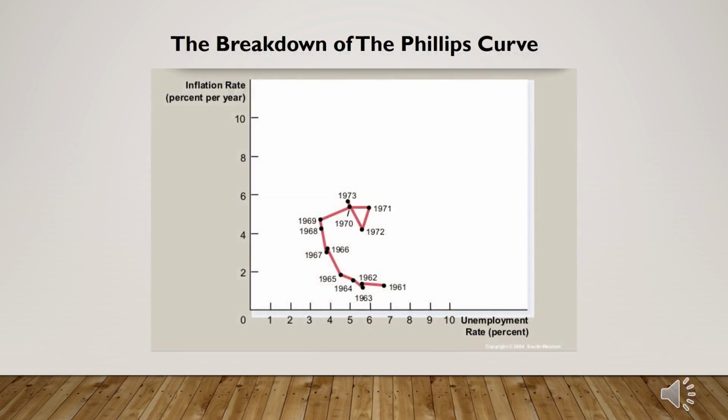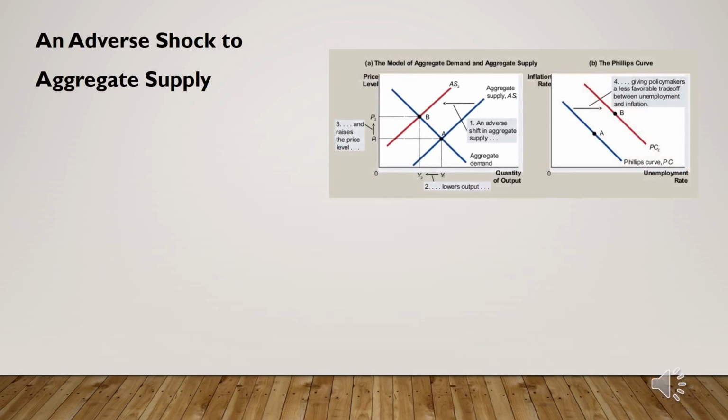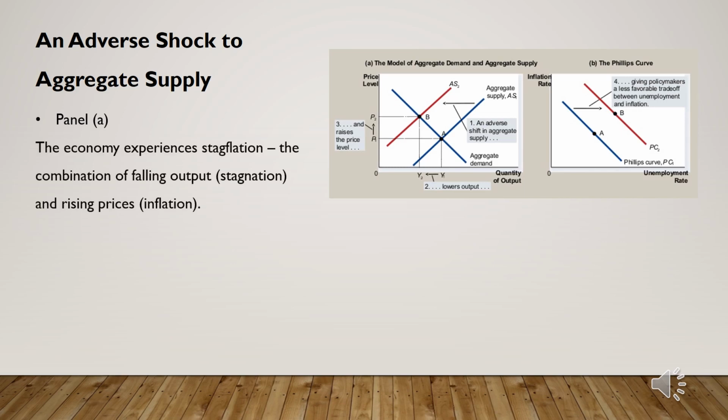This figure shows annual data from 1960 to 1973 on the unemployment rate and on the inflation rate as measured by the GDP deflator. The Phillips curve of the 1960s breaks down in the early 1970s, just as Friedman and Phelps had predicted. In this figure, from panel A, the supply is reduced, shown by the leftward shift in the aggregate supply curve from AS1 to AS2. Output falls from Y1 to Y2, and the price level rises from P1 to P2.